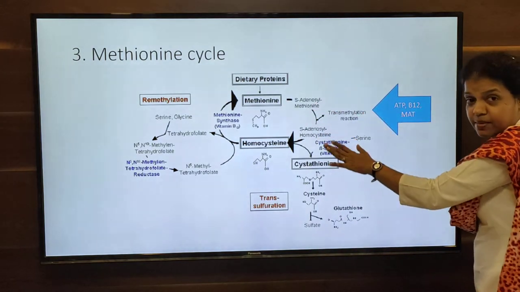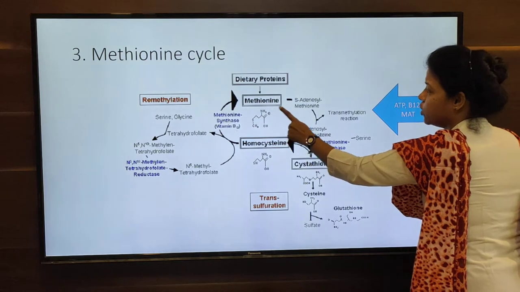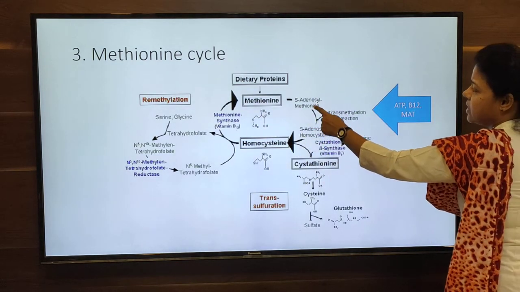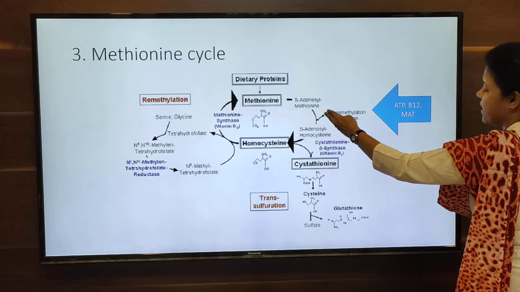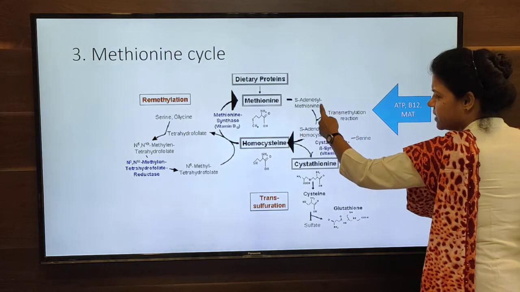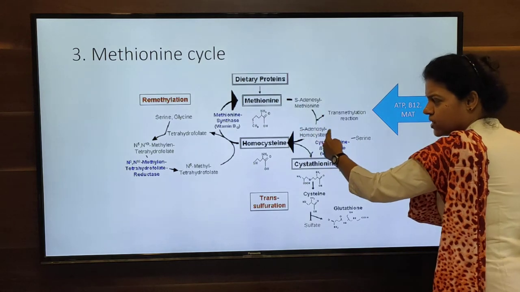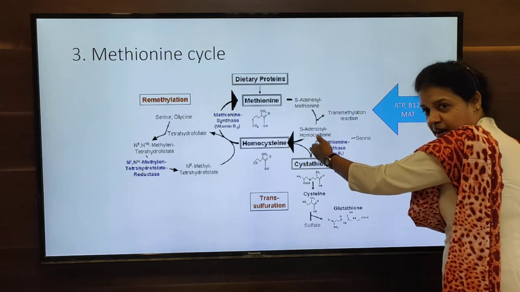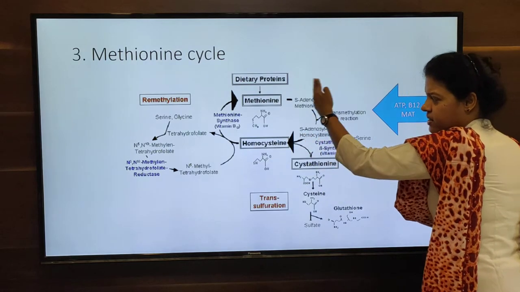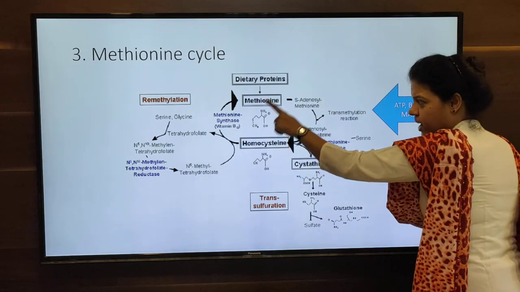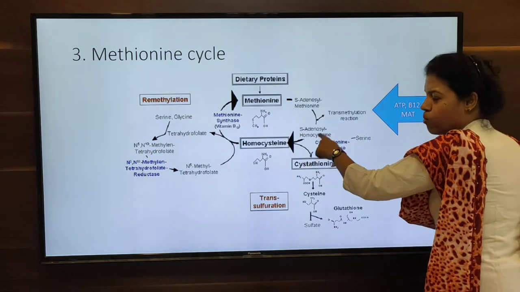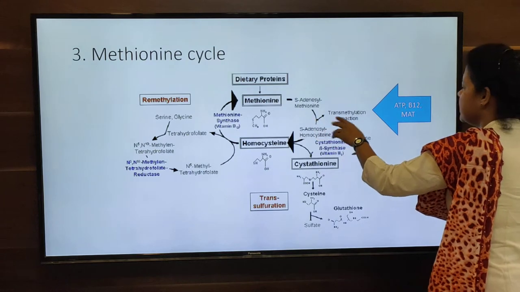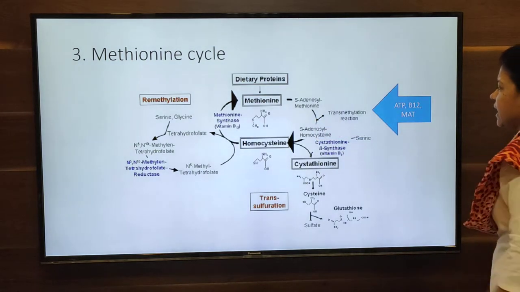Alright, now we are in the methionine cycle. In methionine, you will find there are various intermediates which are being produced. That is adenosyl methionine, and methionine is further going to give rise to homocysteine. So if methionine is not going to be metabolized, this recycling of the one carbon is going to be affected, homocysteine formation is going to be affected, and this conversion of methionine is dependent on ATP and B12.